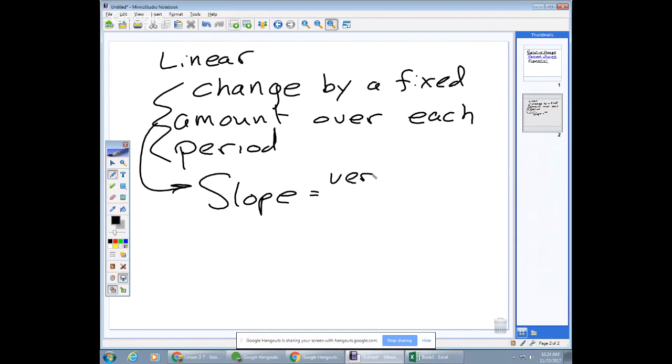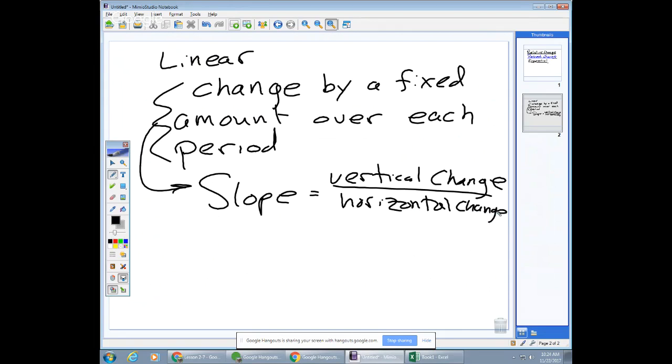Slope is always vertical change divided by horizontal change. Yeah, and that's that rise over run. And in equations, we usually call that m. So if you see an m in an equation, it probably means slope. Right? It depends on the situation.